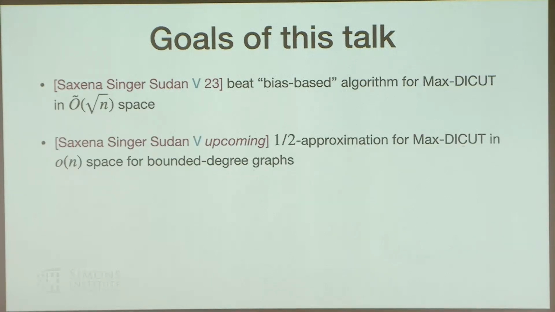And the second is an upcoming work with the same authors, where we show that you can go all the way to half approximation for Max-DICUT in little o of n space for bounded degree graphs. And this factor is actually optimal. The reason is because we already know that for Max-CUT, you cannot beat half approximation in little o of n space. Through a simple reduction, you can also show that that lower bound extends to Max-DICUT as well. You cannot beat half approximation for Max-DICUT in little o of n space. And not just that, the hard instances that you have are actually bounded degree graphs. So in that sense, this new algorithm that we have is actually optimal.